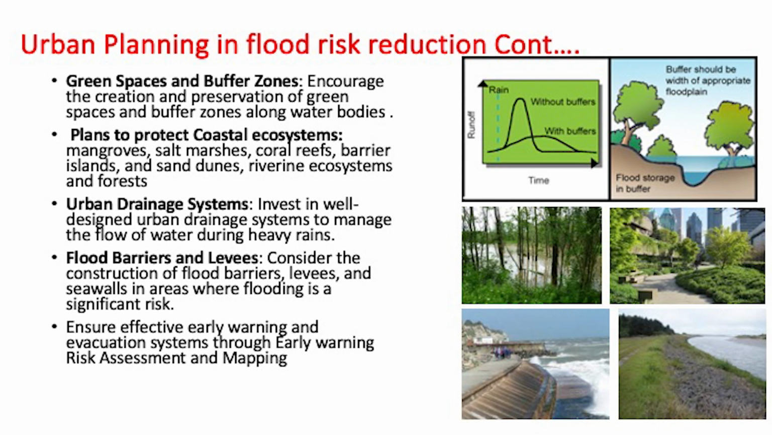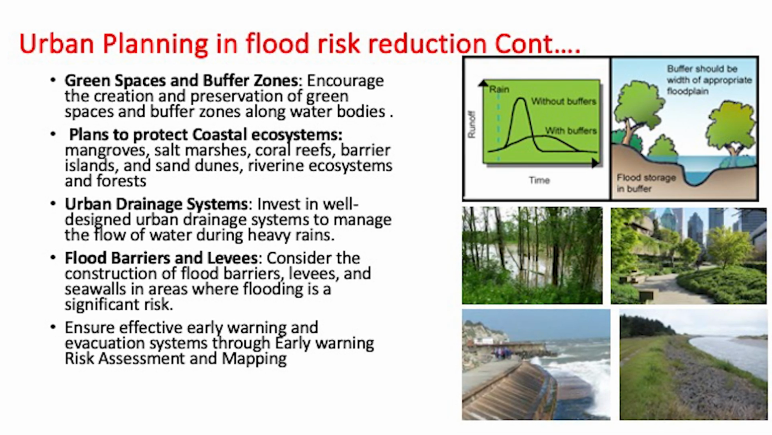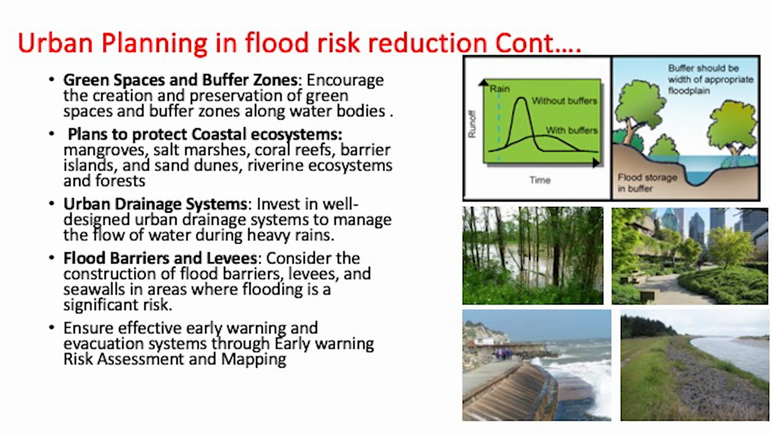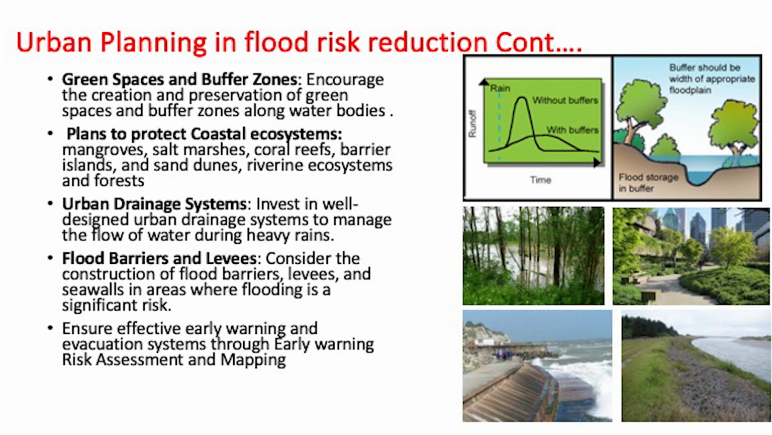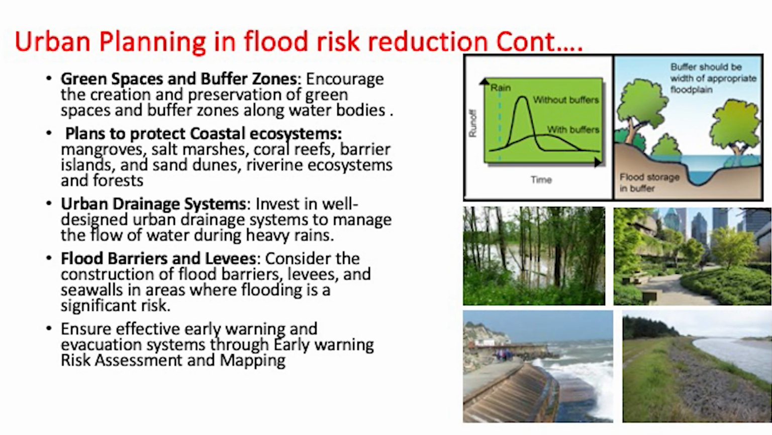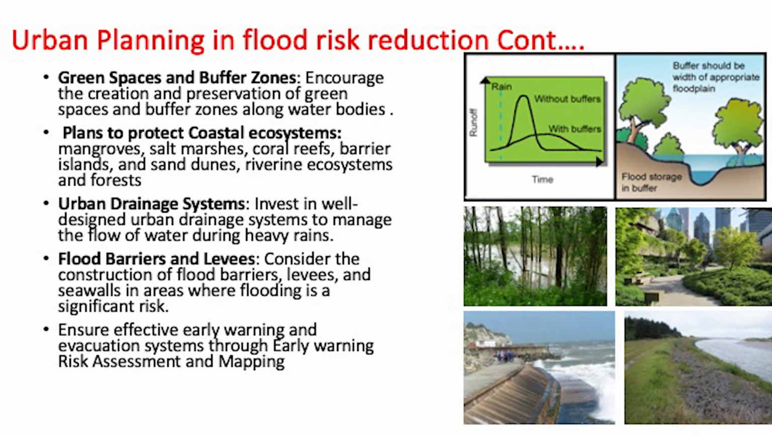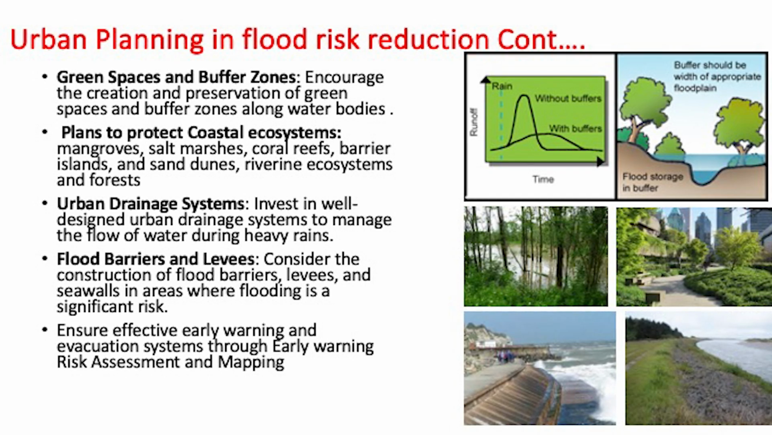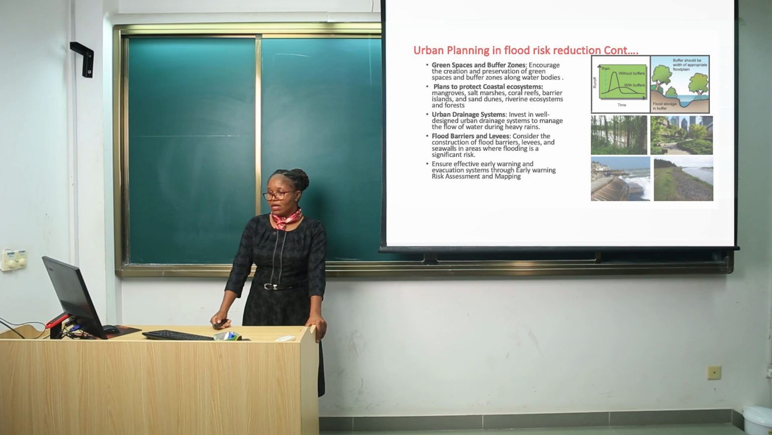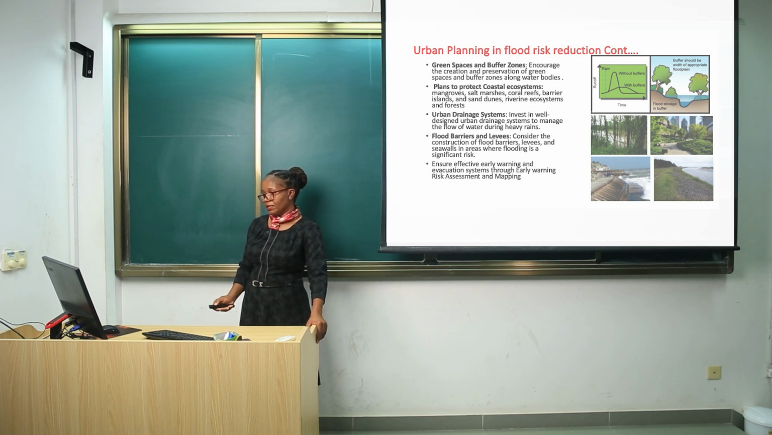But also ensuring adequate urban drainage systems so as to manage flow of water during heavy rains. Urban planners are responsible during the allocation of land for different infrastructure systems, to allocate sufficient land for this infrastructure so that water can be drained. Flood barriers and levees can also be used as ways to reduce disaster risk in urban areas, but also ensuring effective early warning and evacuation systems through early warning, risk assessment and mapping.